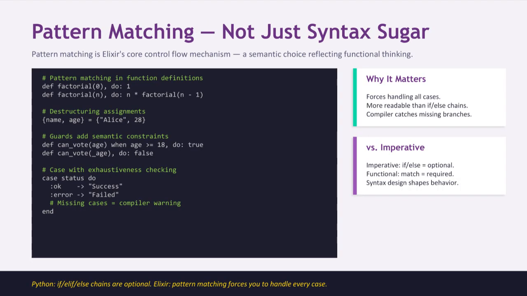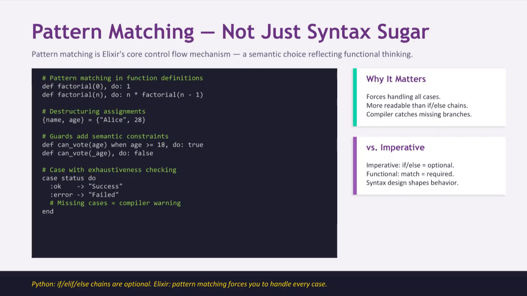Now let's get into the language itself, starting with pattern matching, one of Elixir's most distinctive features. In most languages, control flow is handled with if-else chains or switch statements. Elixir makes pattern matching the primary mechanism. Look at the factorial example on this slide. Instead of writing if n == 0, return 1, we write two separate function definitions, one that handles the case when n is 0 and one for any other value. The runtime picks the right one by matching the pattern.